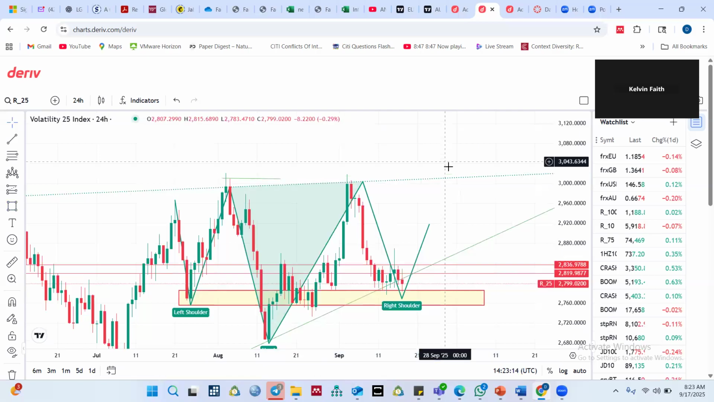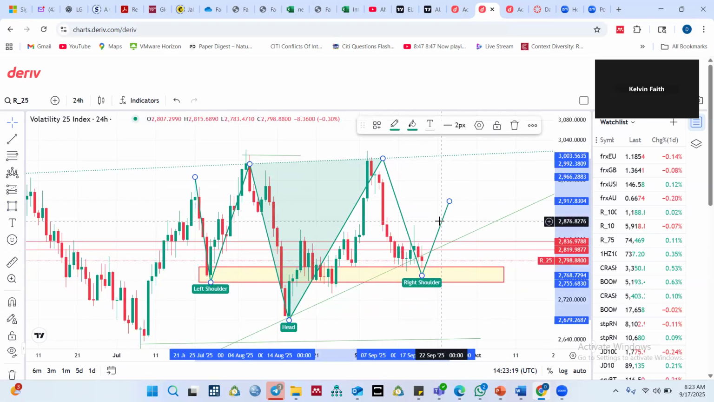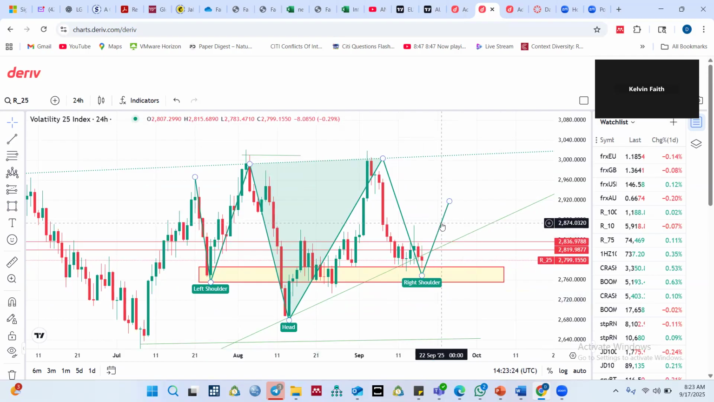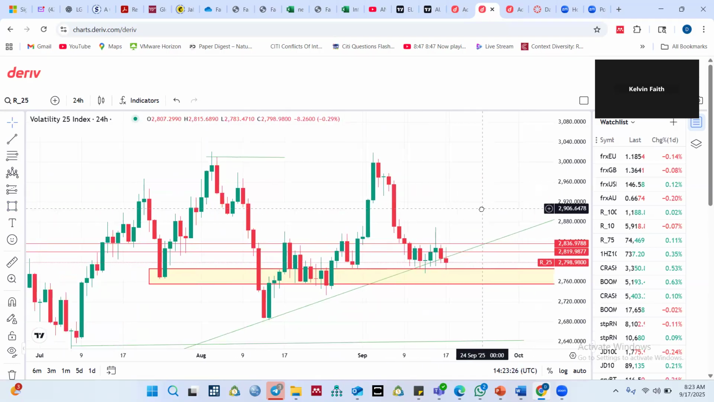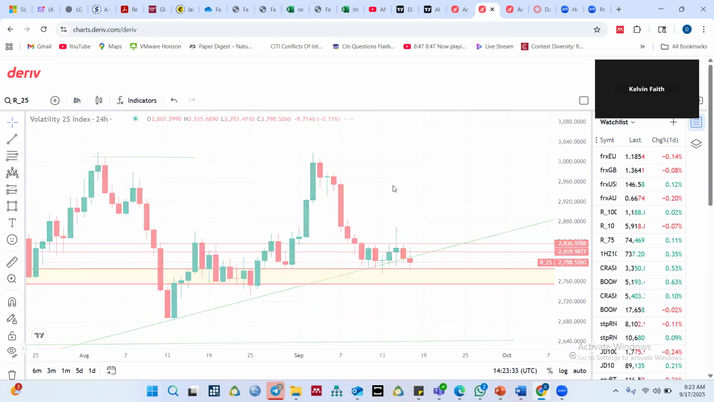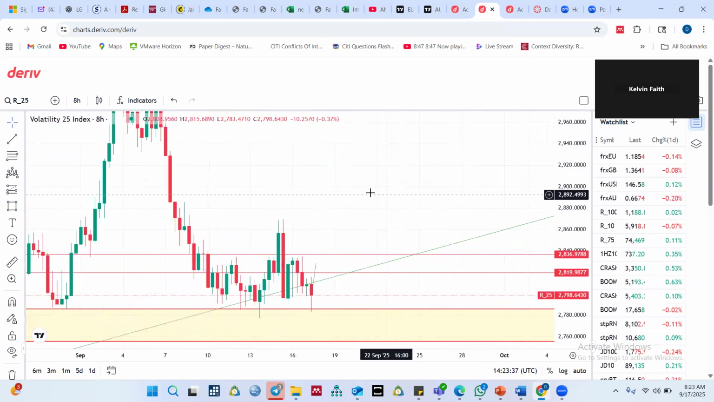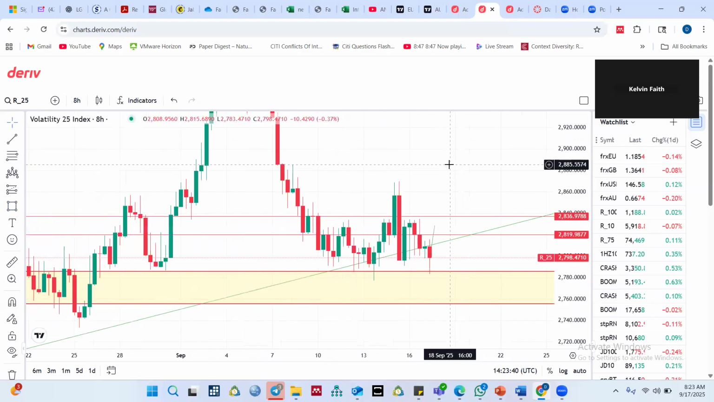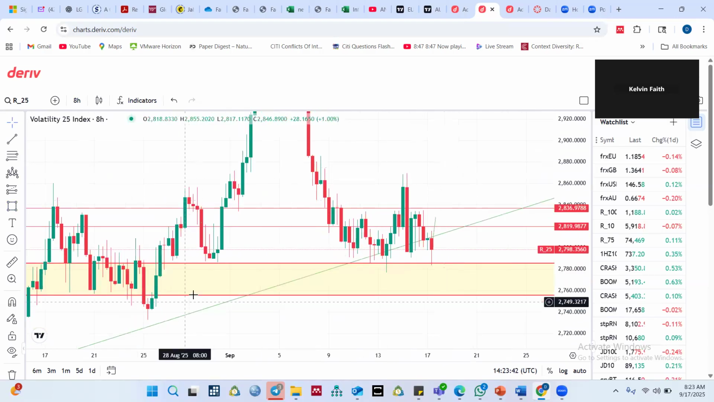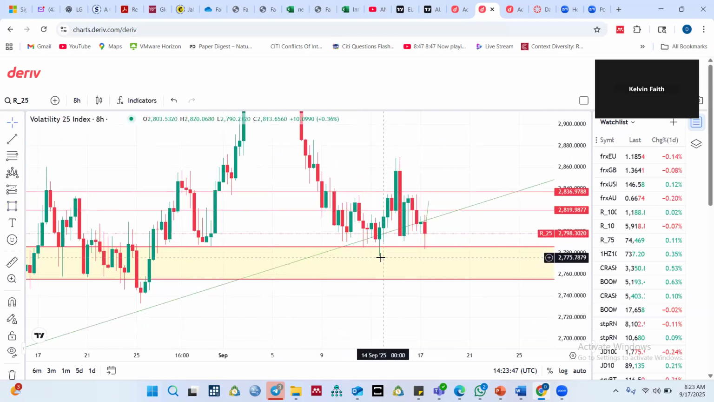So that is also something to pay attention to on this chart. With this said, I want to go ahead and jump into the lower time frame, let's say the 8-hour time frame, and then see what is happening. So on the 8-hour time frame, this is what we see. We are seeing price reacting into this area.